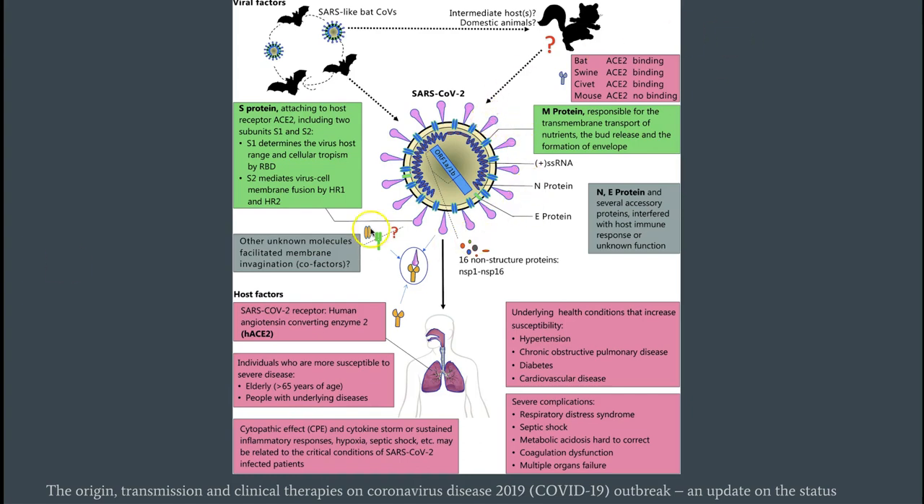This right here, as you know, is the spike protein, the S protein. That is predominantly what binds to our angiotensin converting enzyme receptor. So there are a lot of studies that are targeting the spike protein as well to prevent the binding of the virus.